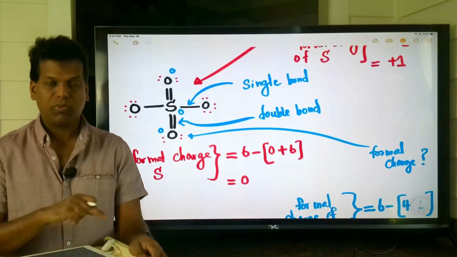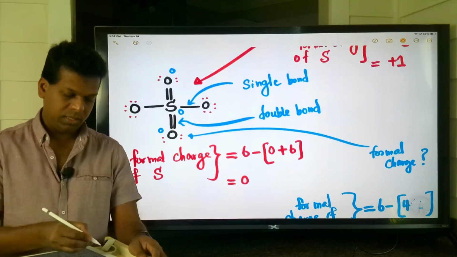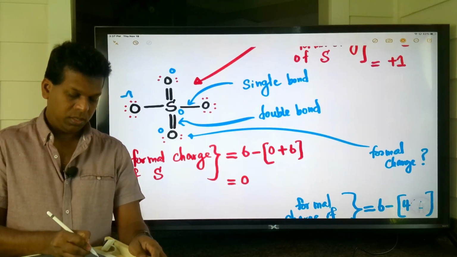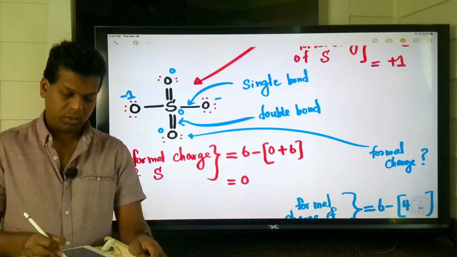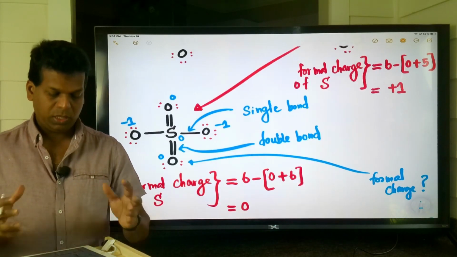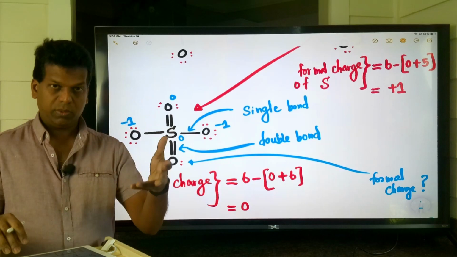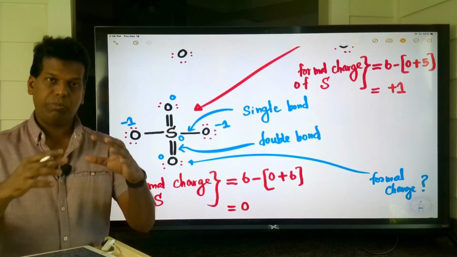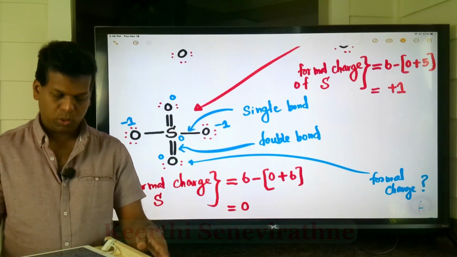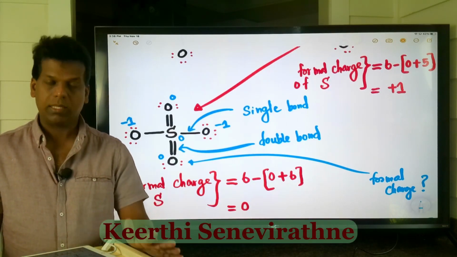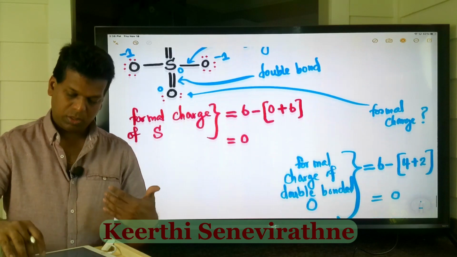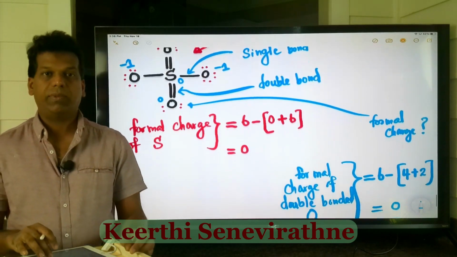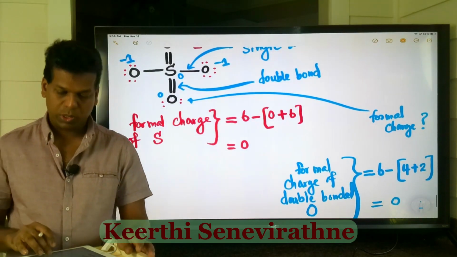If you calculate the formal charges of other oxygens, this is going to be -1, this is going to be -1. So now the distribution, initially it was 4 minuses and +2. Now we minimized it to just 2 minuses. All the others are 0. So this is the right structure for sulfate ion, the right Lewis dot structure.